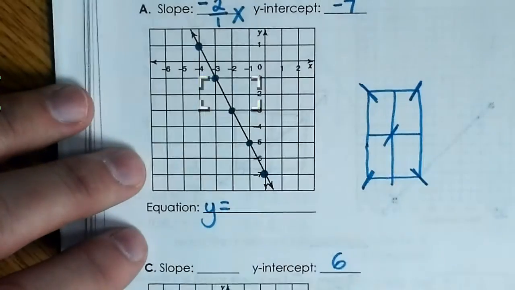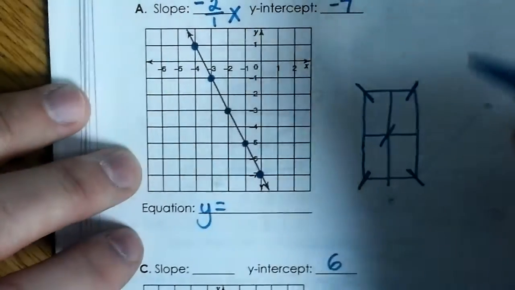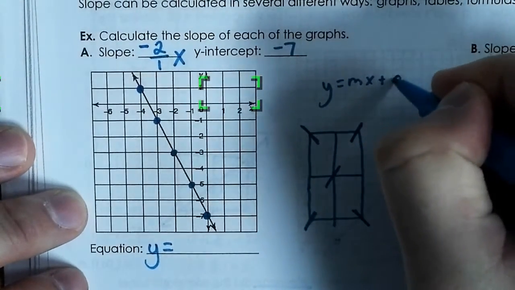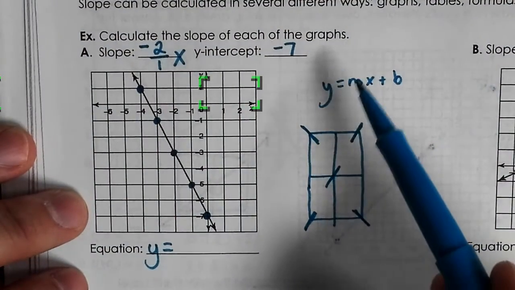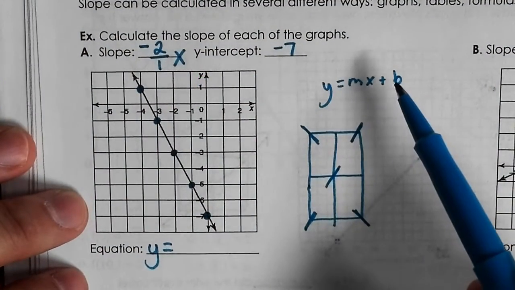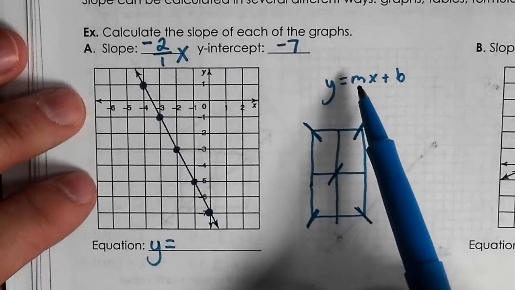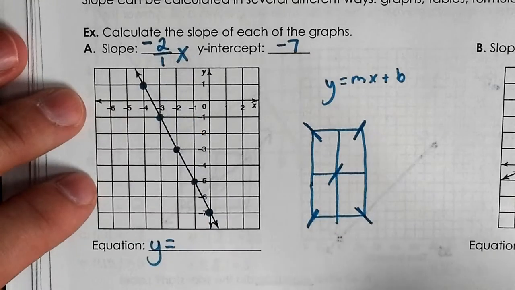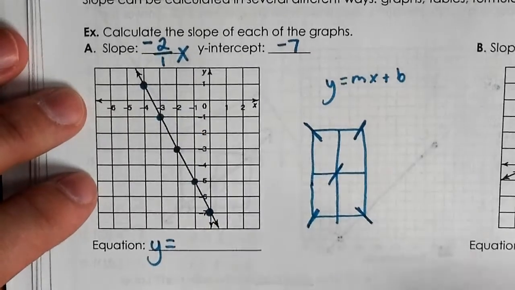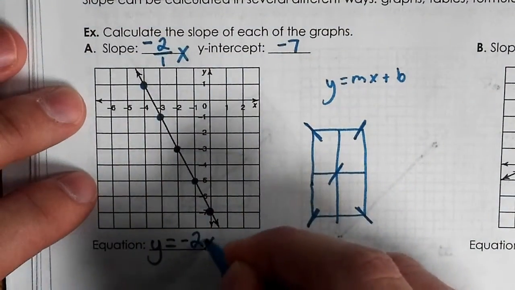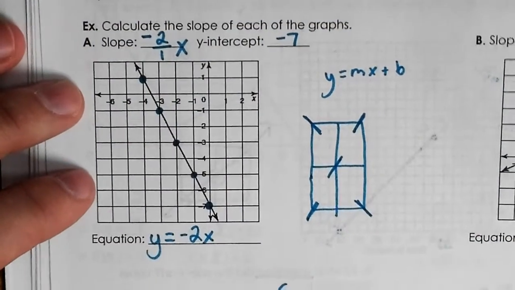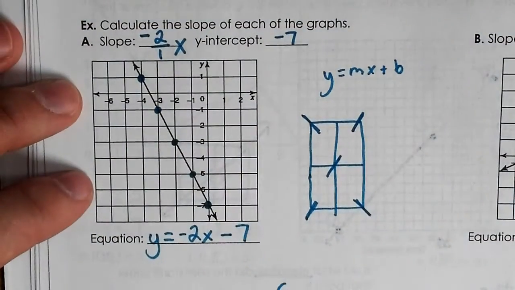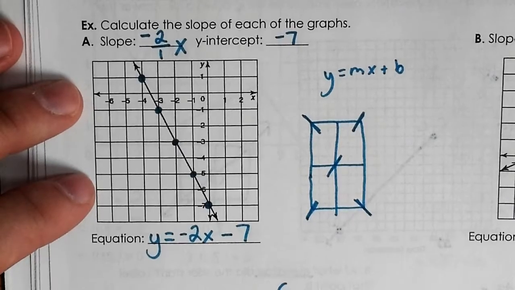Remember y equals mx plus b? Have y'all ever heard of that? So y equals mx plus b. The m part is our slope, and the b is like our intercept, our starting point. So our m here is our slope, so we put -2 over 1. Can we just put -2? Yeah, we could just put -2. -2x, and then what's our y-intercept? Yeah, -7. And that's what it comes down to when it comes to making an equation.